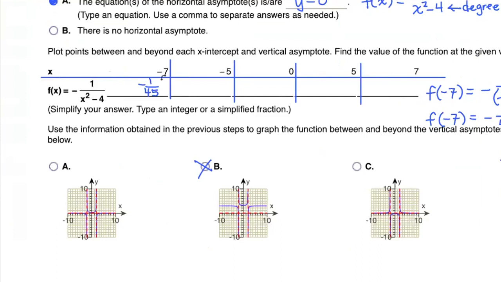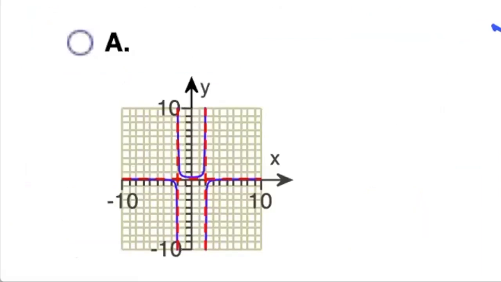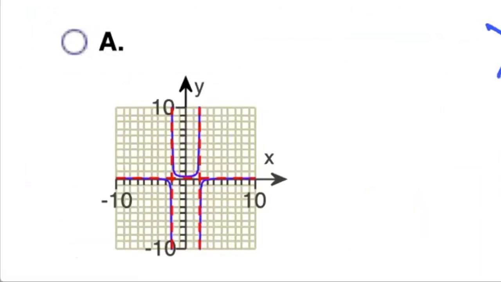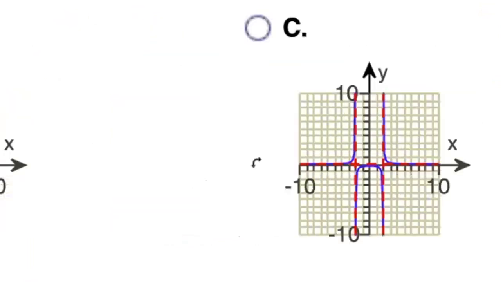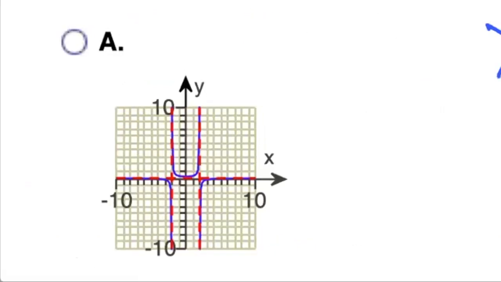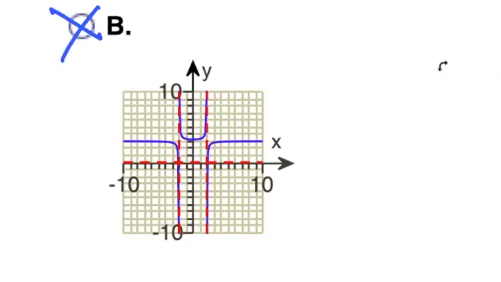At x equals -7, I should be at a very, very small negative fraction. There should be a point at -7, -1/45. And if I look at this graph, it does kind of look like that would be appropriate. This one, it looks like the function is above the x-axis there, so I do not believe that the C is the correct choice. So therefore, just based on that one table value, it looks like A is correct.